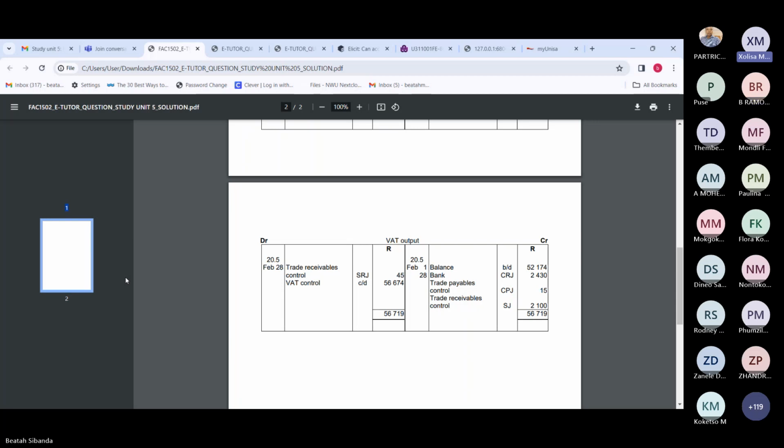Now that we are not making the sale, we credit trade receivables, right? Initially we credited sales and we credited output VAT. So now what are we going to do? We are debiting sales, reducing sales, and we are debiting output VAT, reducing output VAT. That's why that 45 is on the debit side, reducing the output VAT that you initially said you owed, but you realized that the customer returned the sales. So now you obviously don't owe that anymore.